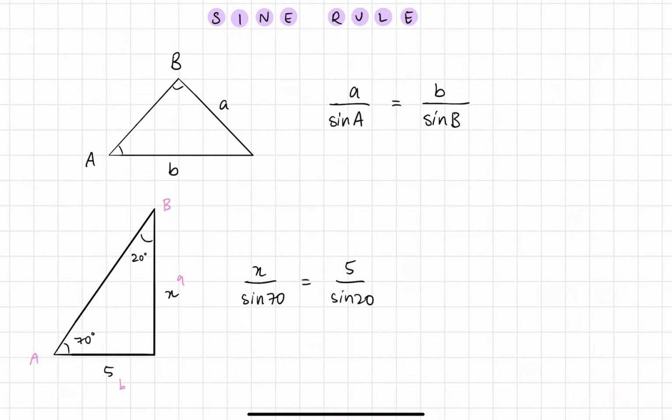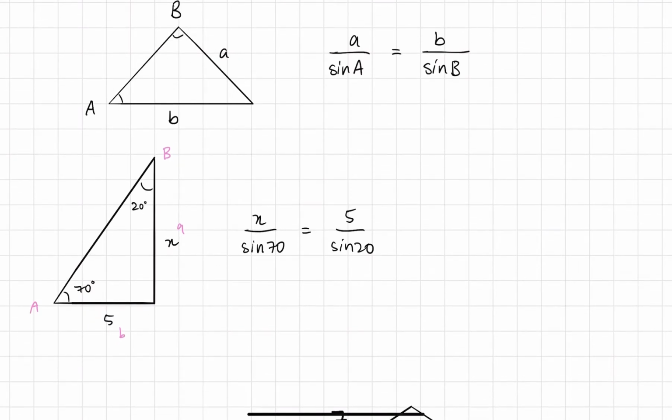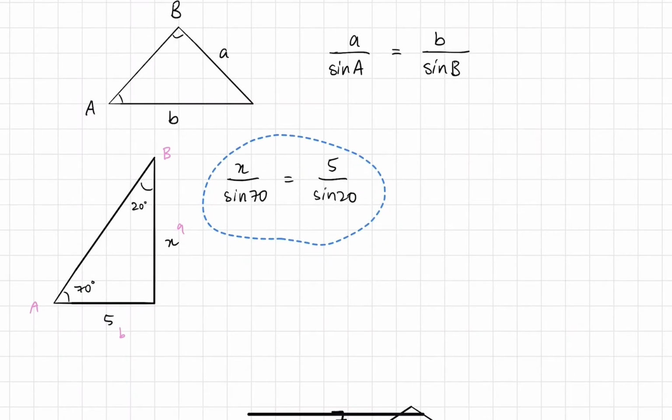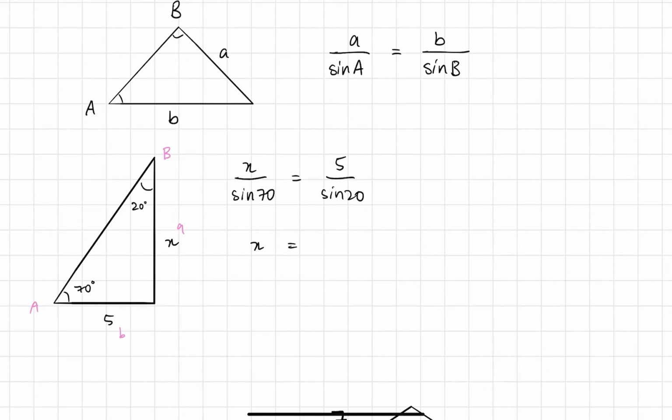Once you have this, we can multiply sine 70 to the other side, right? So x equals sine 70 multiplied by this. Now the question says to give it in 4 significant figures. So if we calculate this number, we get x equals 13.75, and let's write 4 significant figures. Okay, and that's the answer for that one. Hopefully that was nice and straightforward.